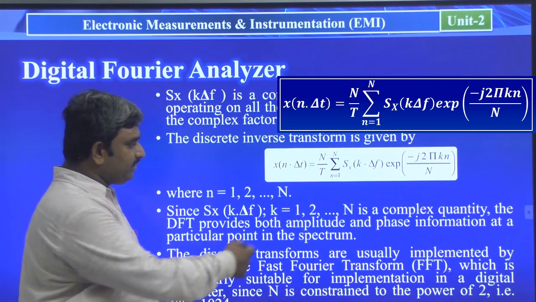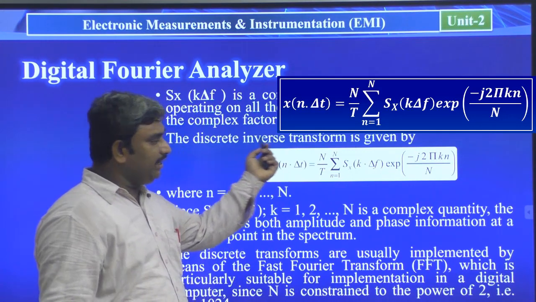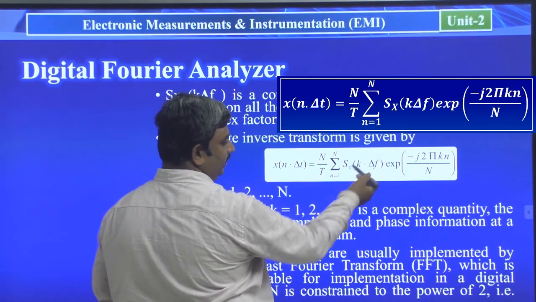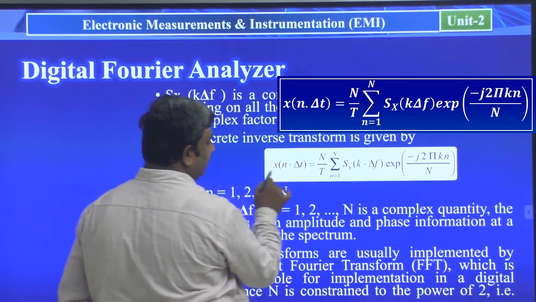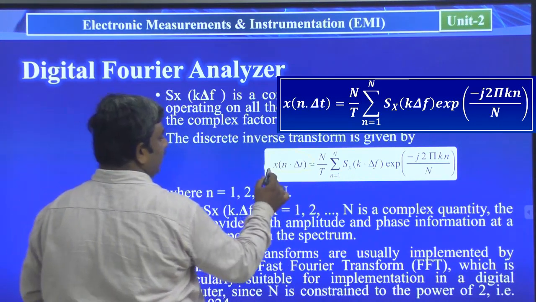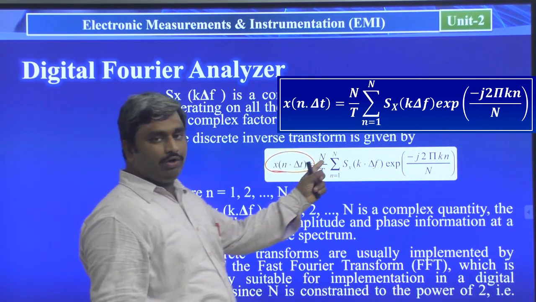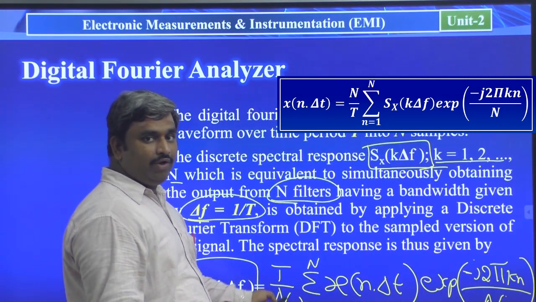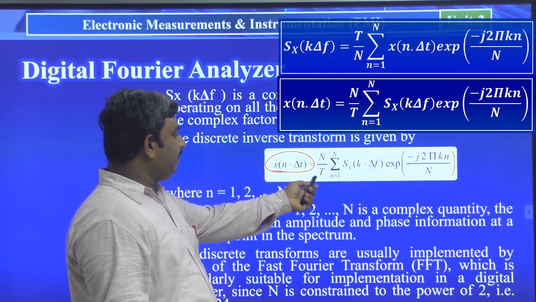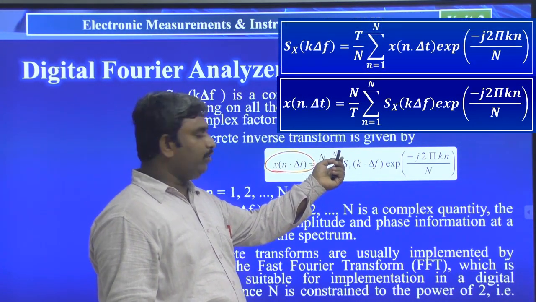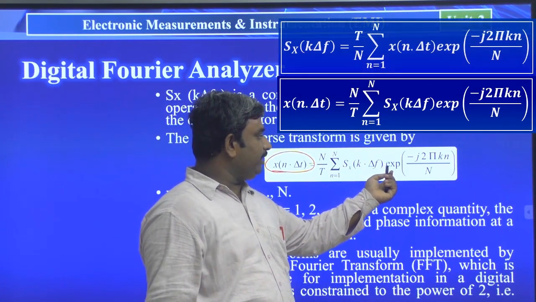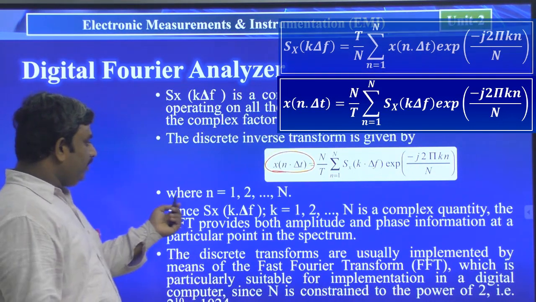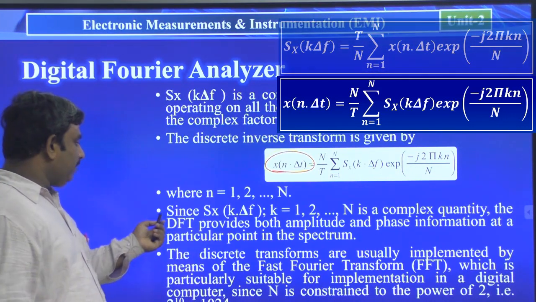Inverse Fourier transform we will see later. First we will see the inverse transform of the function. So from the Sx of k del f function, we are taking x into n del t is equal to, so previously we have written t by n, here now we have to write n by t into sigma small n is equal to 1 to capital N, Sx of k into del f exponential of minus j 2 pi kn by capital N, where small n is equal to 1 to capital N.